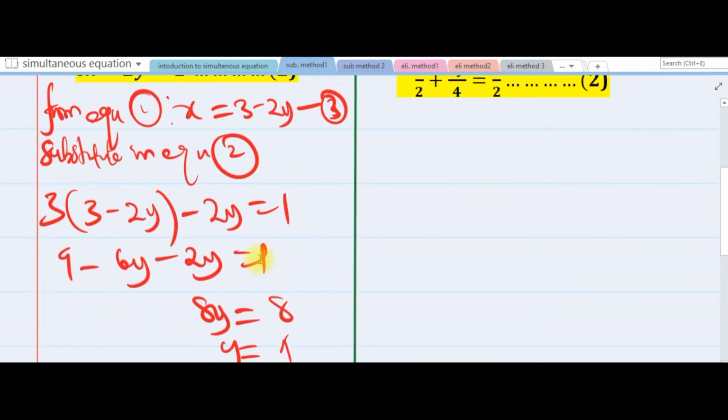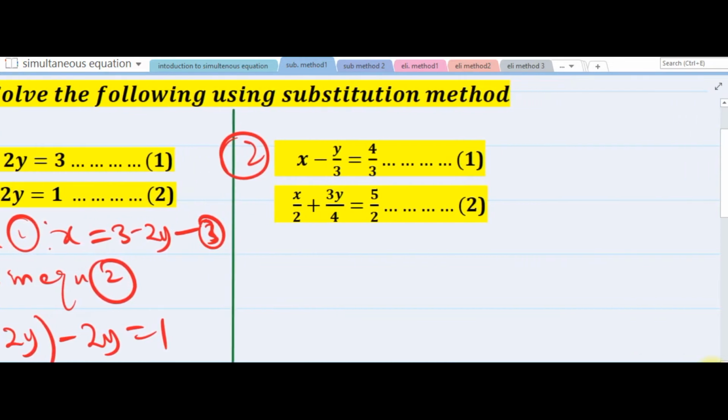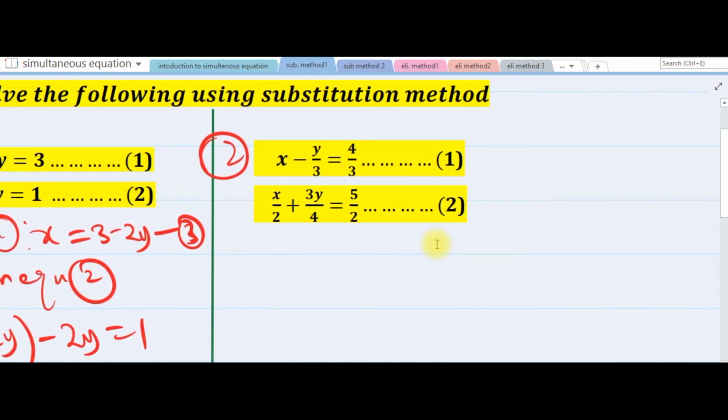So the other one, we are asked to solve this using substitution. The first thing we need to do is check the coefficient. So it's better I make this the subject of the formula. So my x from equation 1.